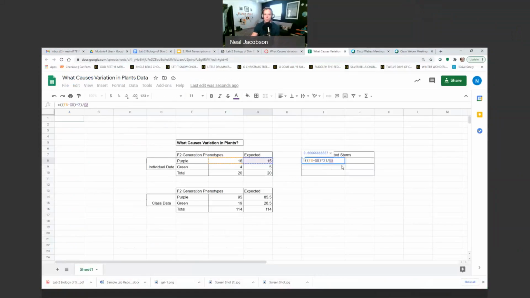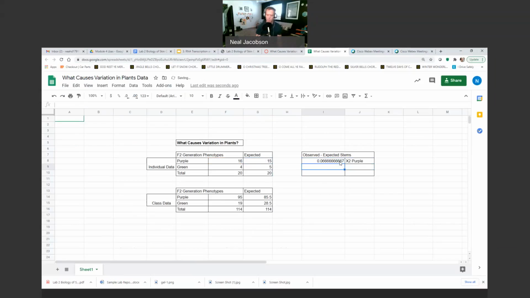Okay, so anyways, we figured this out. We said it was our observed minus our expected squared, right? Divided by our expected, and then we hit enter and we get 0.06667. All right, so that's where that number comes from. And that's our chi-squared for our purple stems. And remember, we're gonna add up these chi-squareds in just a second.